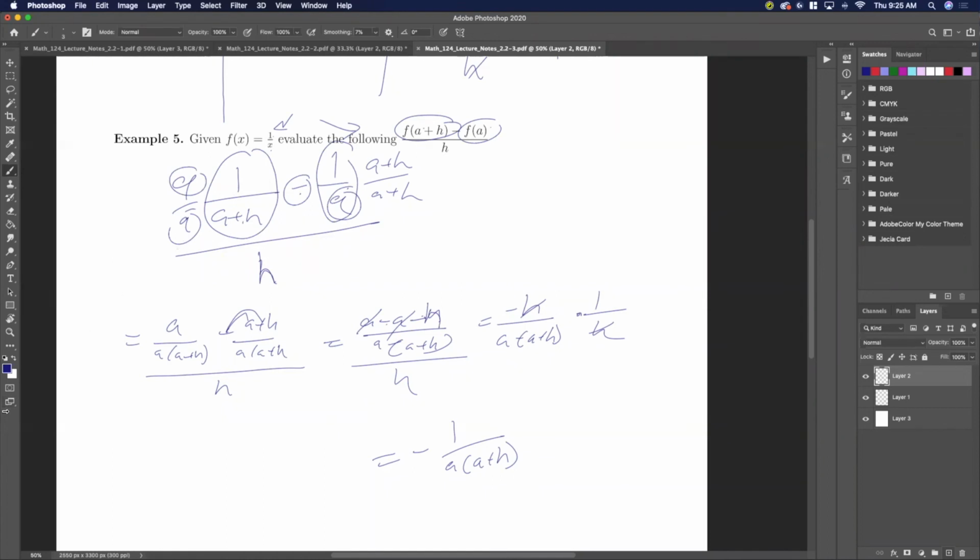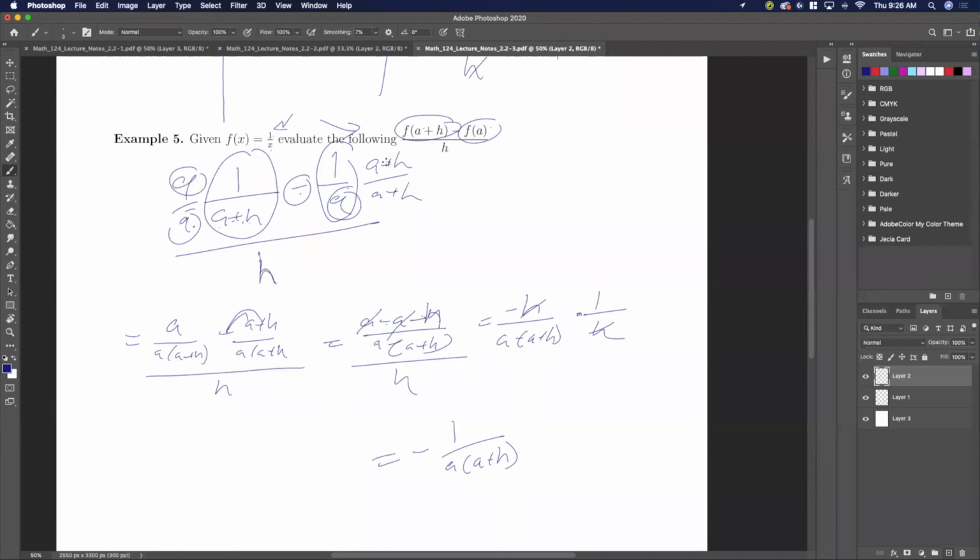Why does the h cancel out? Oh, here? Well, let me go over this real carefully, and then I'll explain. We'll get to that. And so I want a common denominator. And so now I'm going to multiply by a over a. Why? Because that's going to make this a times a plus h. And here I'm going to multiply by a plus h. So I'm just multiplying this denominator on the top and the bottom.